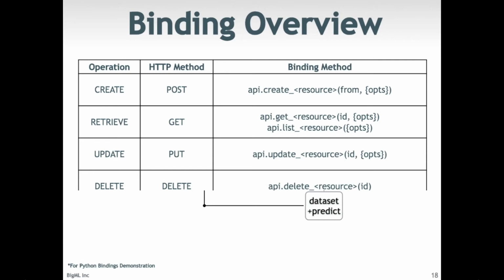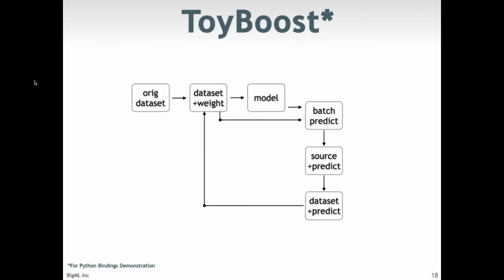BigML doesn't currently offer a boosting algorithm, but it is possible to use our API in a programmatic way to extend the learning capabilities of BigML. Now, while it is possible to correctly implement a boosting algorithm like AdaBoost or perhaps gradient boosting using the BigML API, I want to keep the demonstration simple to allow us to focus on how to use the Python bindings. So I'm going to implement an algorithm somewhat related to AdaBoost, which I'll call ToyBoost. Here's an overview of how ToyBoost works.